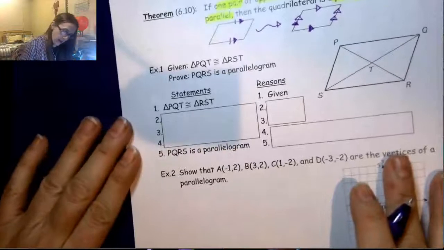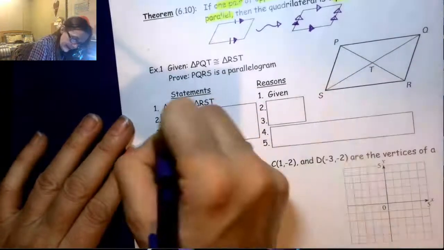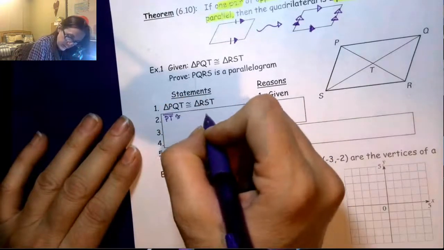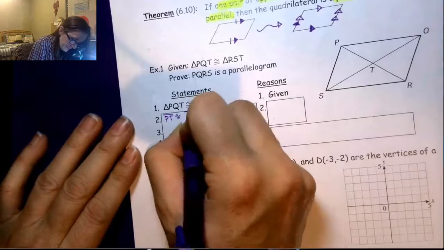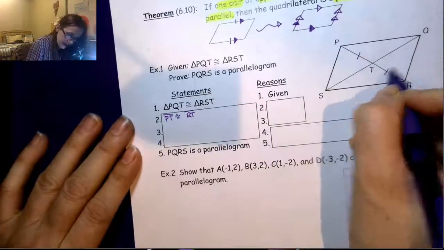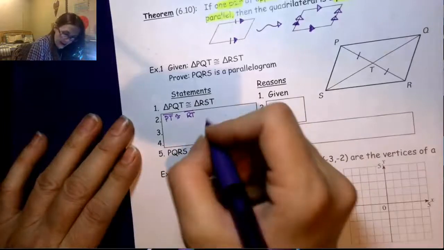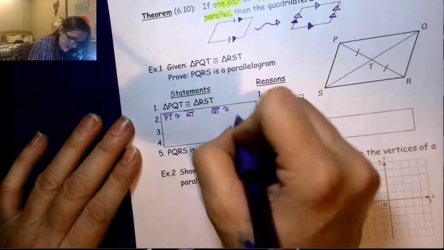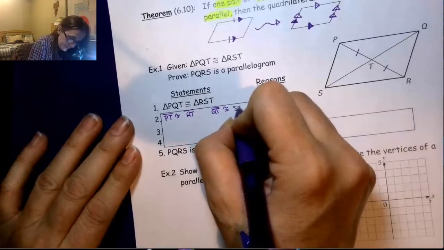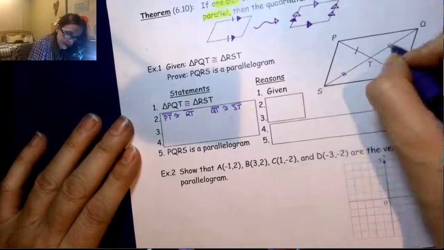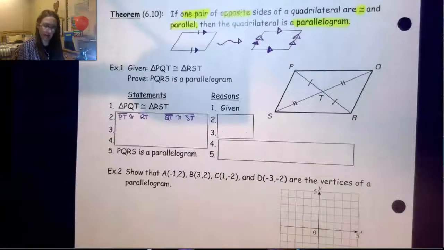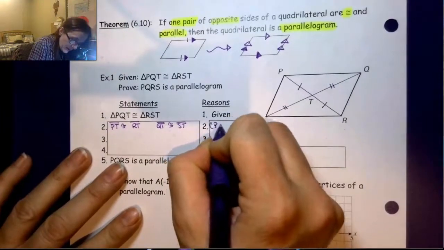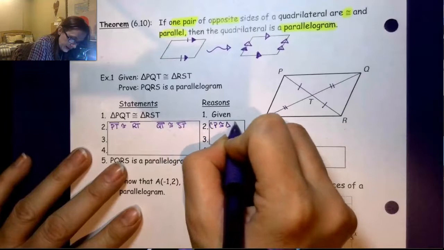Let's say I wanted to say that PT is congruent to RT. Could I say PT is congruent to RT since the triangles are congruent? And could I say that QT is congruent to ST? This side over here congruent to this side over here. And yeah, if I know the triangles are congruent, I know those pieces have to be congruent because corresponding parts of congruent triangles are congruent.